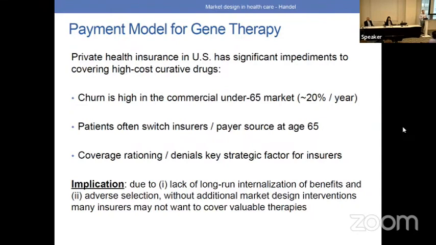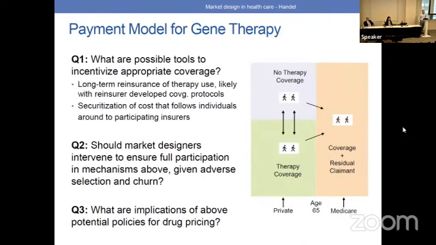An additional concern that relates to the churn in this market and these treatments is adverse selection. Without additional market design interventions, if some insurers cover these treatments and some insurers don't, there's a massive dynamic adverse selection problem. Okay, and so some questions in this space are a little more specific, but quite interesting.